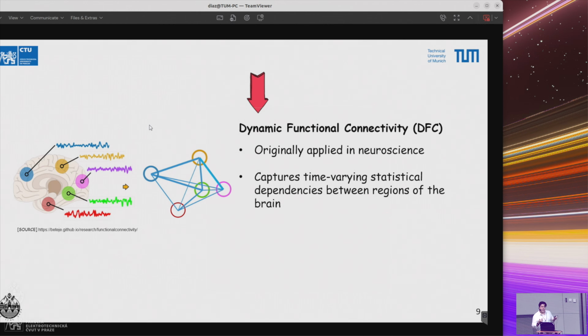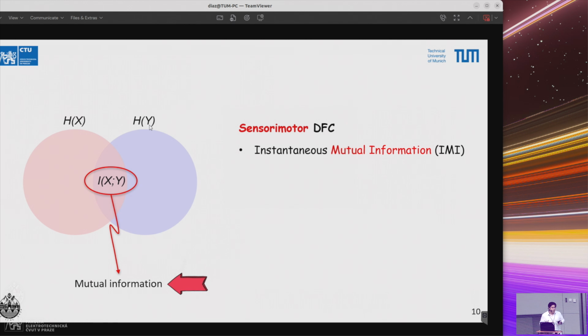We follow the idea of dynamic functional connectivity, which was originally a technique applied in neuroscience with the idea of trying to detect the functional relationships, the statistical relationships, between different signals measured from different regions of the brain. And so we basically imported this idea and translated it to, well, let's try to find the sensorimotor dynamic functional connectivity. To do this, we started with the mutual information. Why? Because it's a very simple information-theoretic metric that we can use to detect nonlinear relationships.